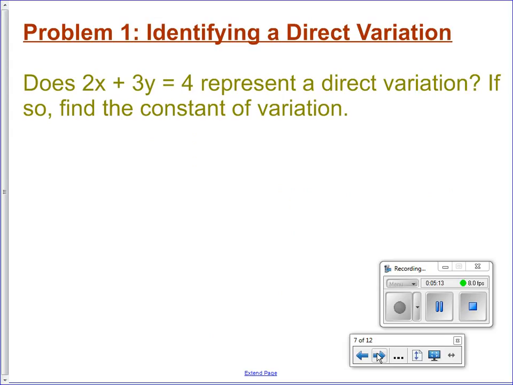Does 2x plus 3y equal 4 represent a direct variation? And if so, find the constant of variation. All right, well, we're going to follow the same procedure that we used before. I always suggest that you circle the y term, including its coefficient, as well as any operation that comes before it. Plus makes it easy, but if it's a minus, then that would have been a negative 3y.